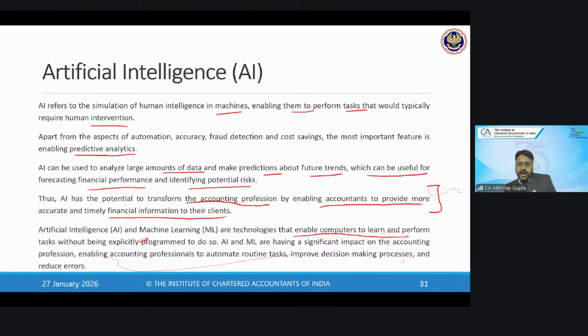AI and ML are having a significant impact on the accounting profession, enabling accounting professionals to automate routine tasks, improve the decision making process, and reduce errors. There are certain movies you can watch as and when you get time, so that you get to know how machines are becoming smarter day by day, and someday they may take human control. That is shown in those movies, although very fictional, but it can become reality, nobody knows.